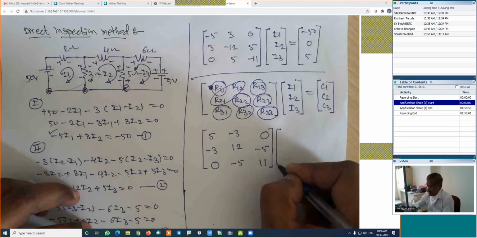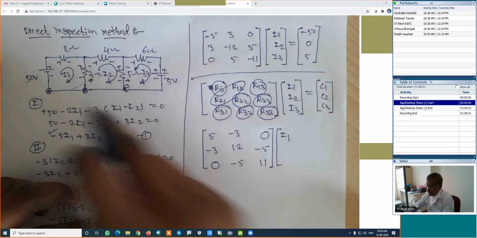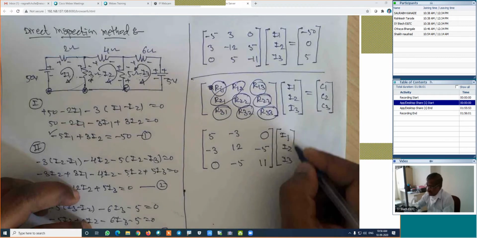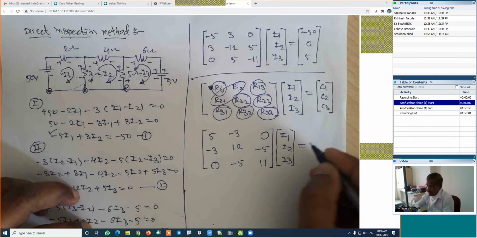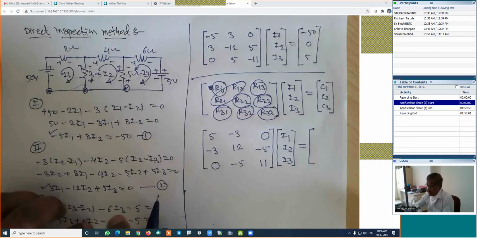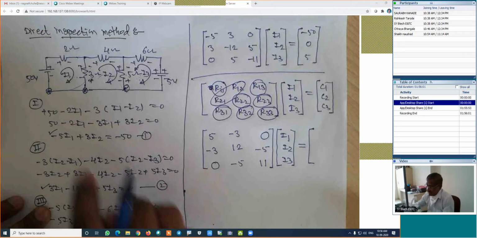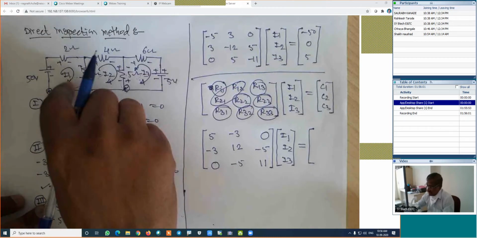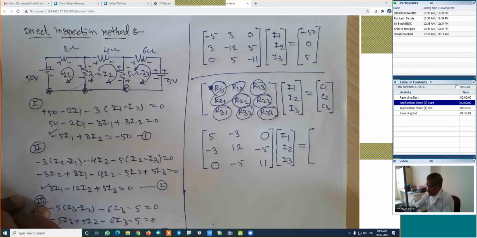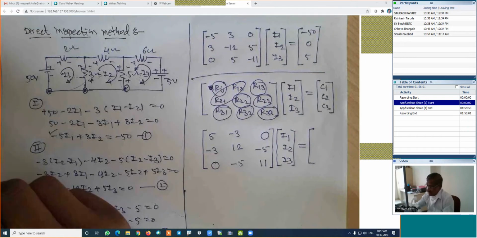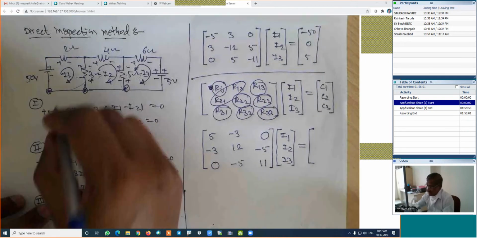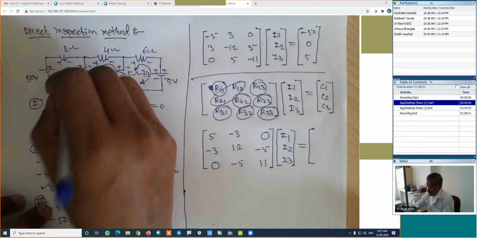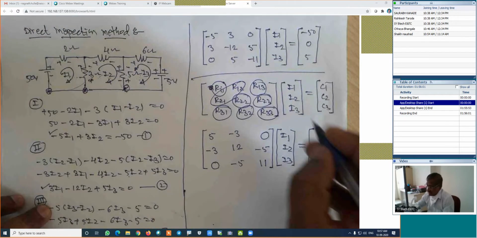Then the unknowns are: first loop current is I1, second loop current is I2, and third loop current is I3. That is equal to the constants. Now, how to find out the constant? While finding the constant, move along with the assumed direction of the current. We have taken this direction clockwise. We will move clockwise, and just find out the sum of the voltages. If we are traveling in this case from negative to positive, that is +50, and there is no other source, that's why its value is +50.